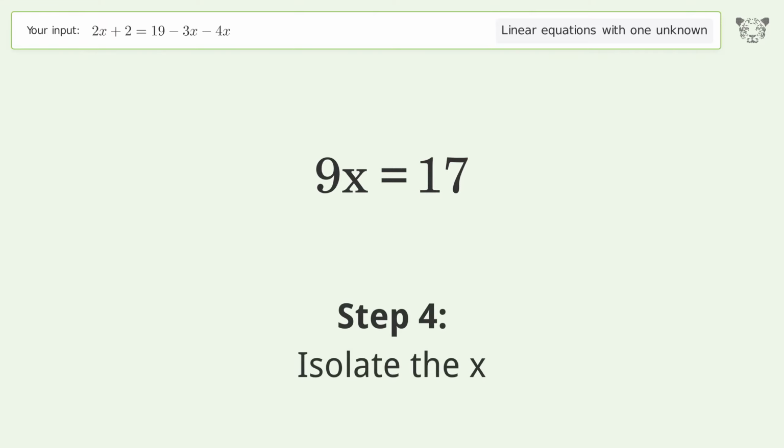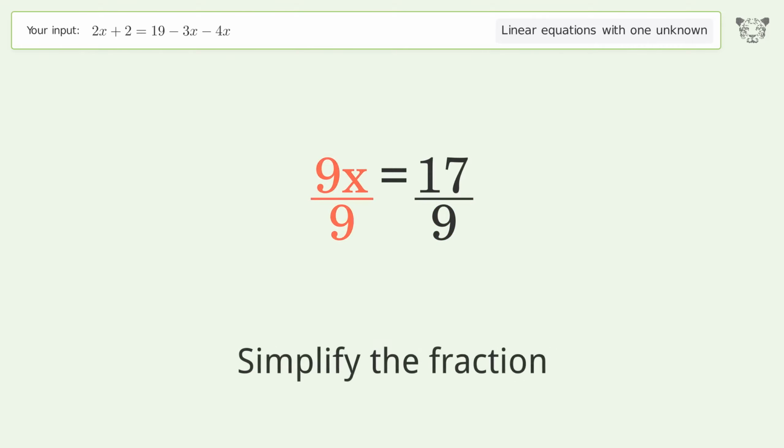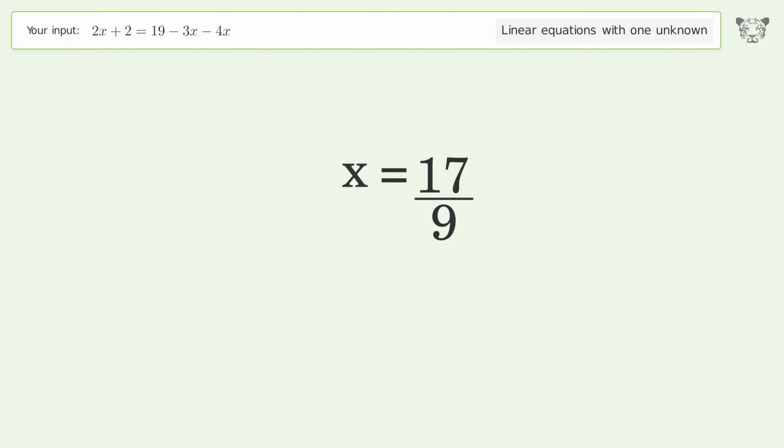Isolate the x. Divide both sides by 9. Simplify the fraction. And so the final result is x equals 17/9.